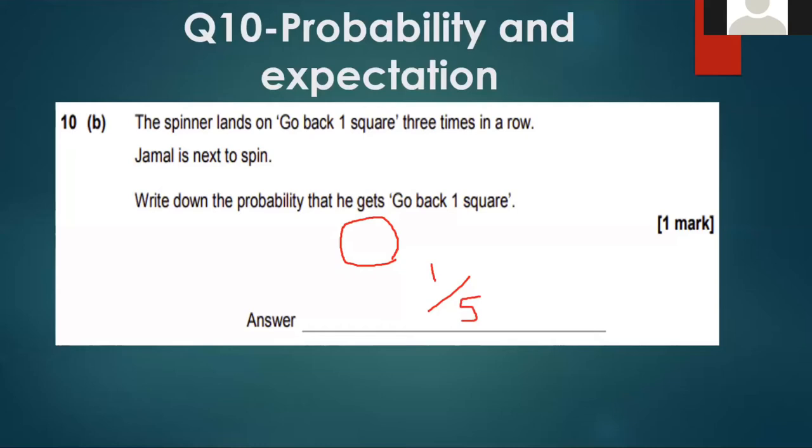Now, it says here that the spinner lands on go back one square three times in a row. So Jamal is to spin next. So the probabilities are what I call independent. Every time it's spun, the probability isn't affected by the previous outcome. So if it landed three times in a row on the same outcome, the fourth time it is spun, it isn't going to change my probability. So just be very careful, guys. Each time it's spun, it is going to have a 1 in 5 chance of landing on go back one square. It doesn't matter how many times it is spun, that is always going to be the probability for each time you spin it.